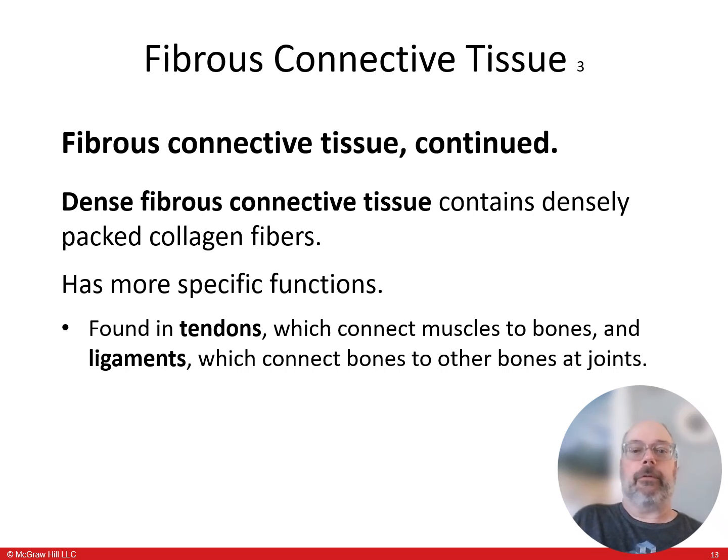So we have dense fibrous connective tissue, which is densely packed with those collagen fibers. And collagen is a protein. It's basically a chain. There are 3 different proteins that wrap around each other. So these collagen fibers are really, really strong. So think of them like chains.